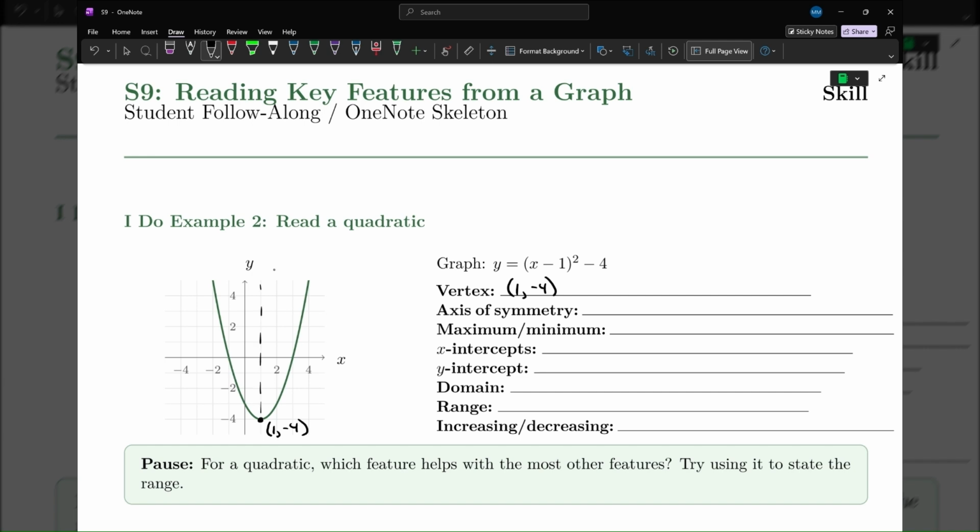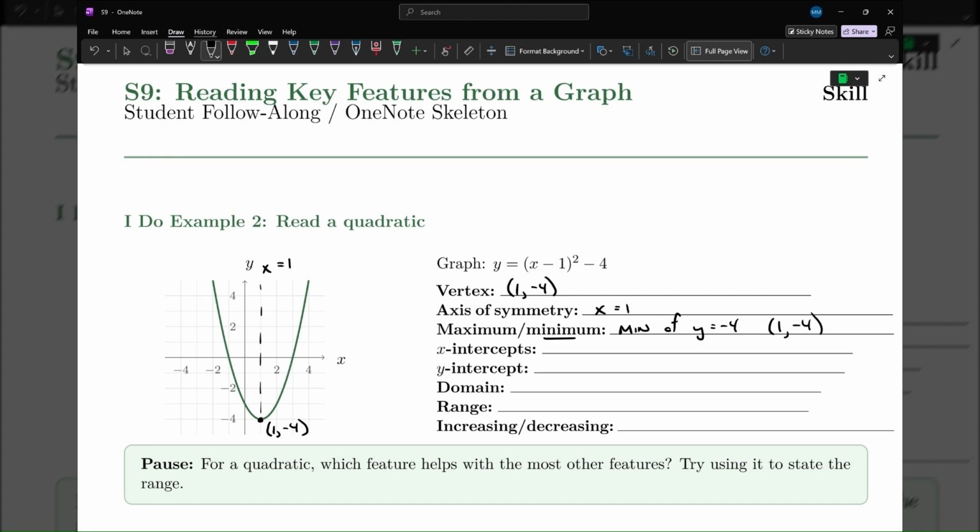That's just that line goes through here. Note that it is a vertical line, so it's an equation. So x equals 1. The max or the min, it does happen at the vertex. So what I'll say here is it's a minimum. So I'll say it's a min of y equals -4. If it said minimum point, I would state that point, which would be (1, -4).